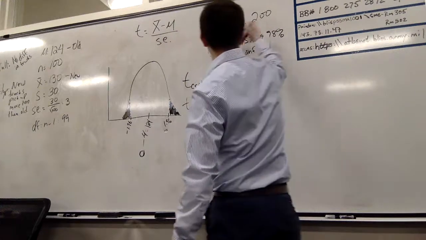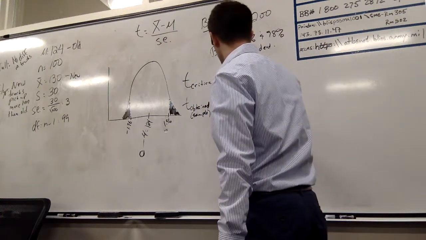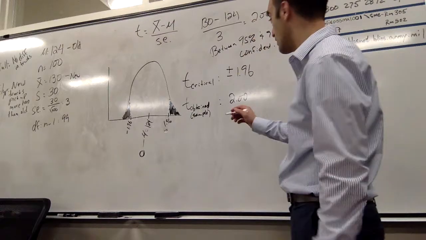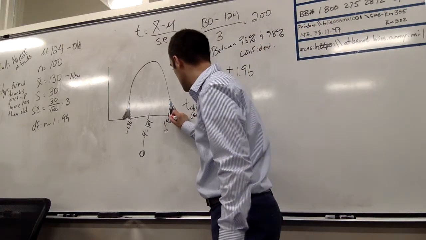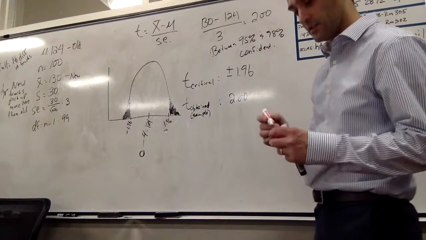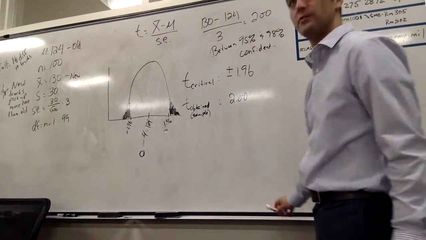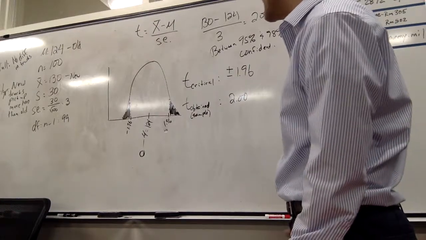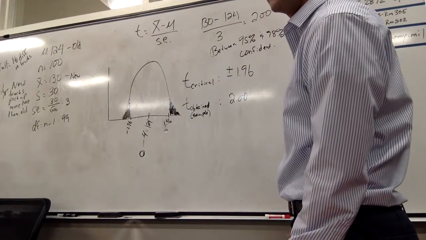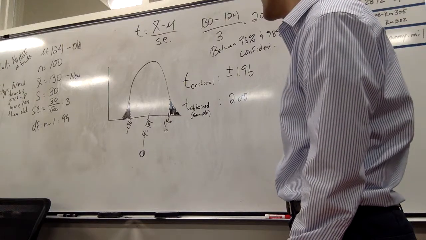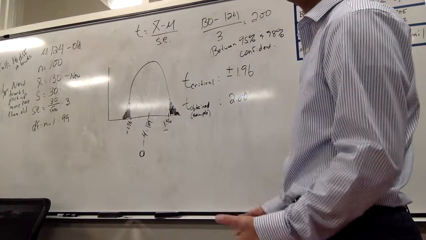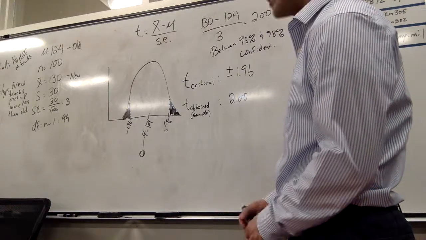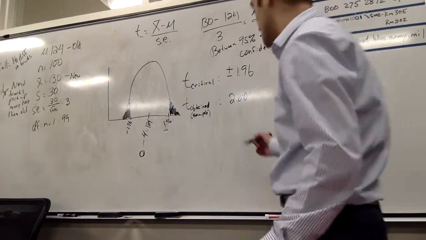And our t obtained was 2. So put 2, mark off where 2 is. Well, it's just a hair to the right of 1.96. But it's in the shaded region. It's in the critical region. Anytime you're in that critical region, in terms of hypothesis testing, doing a t-test, you have statistical significance at the 95% confidence level. So the conclusion is still the same.